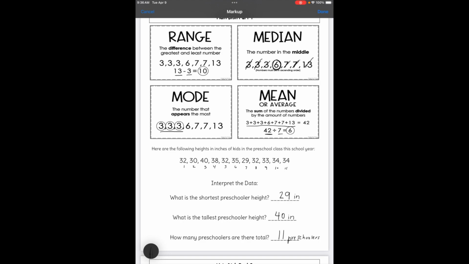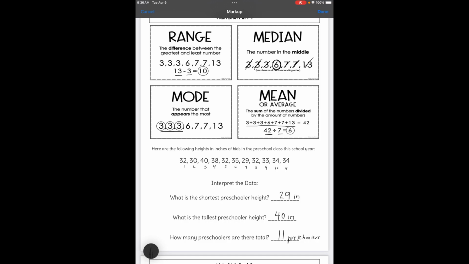The toughest one here was that last one, how many preschoolers are there in total? Because that's not one of the numbers. We actually had to count up each number to see that each height represented one preschooler, and we had 11 heights, so that means we have 11 preschoolers.